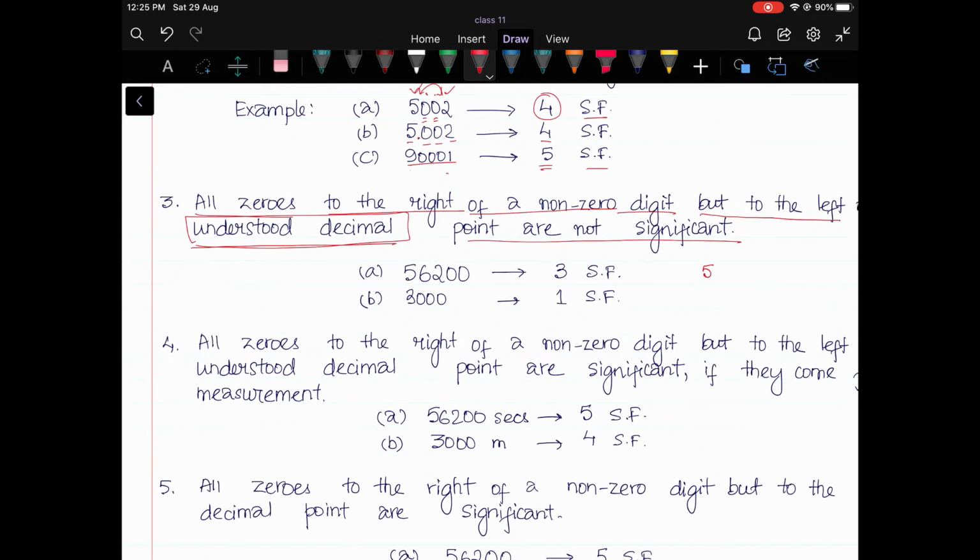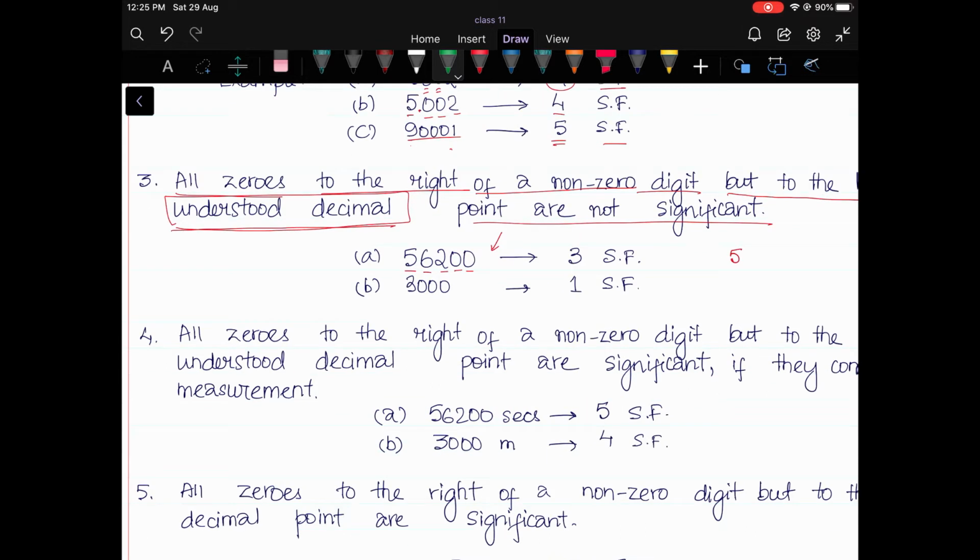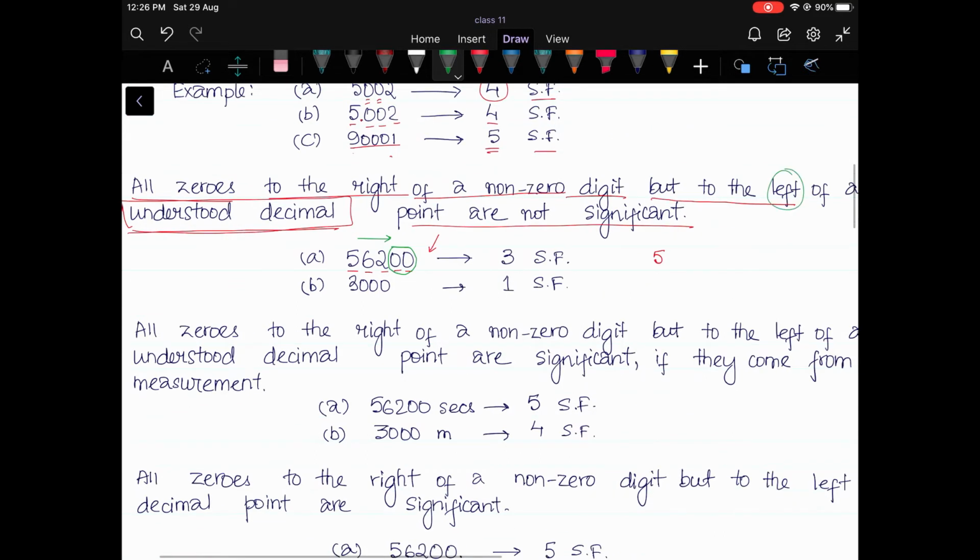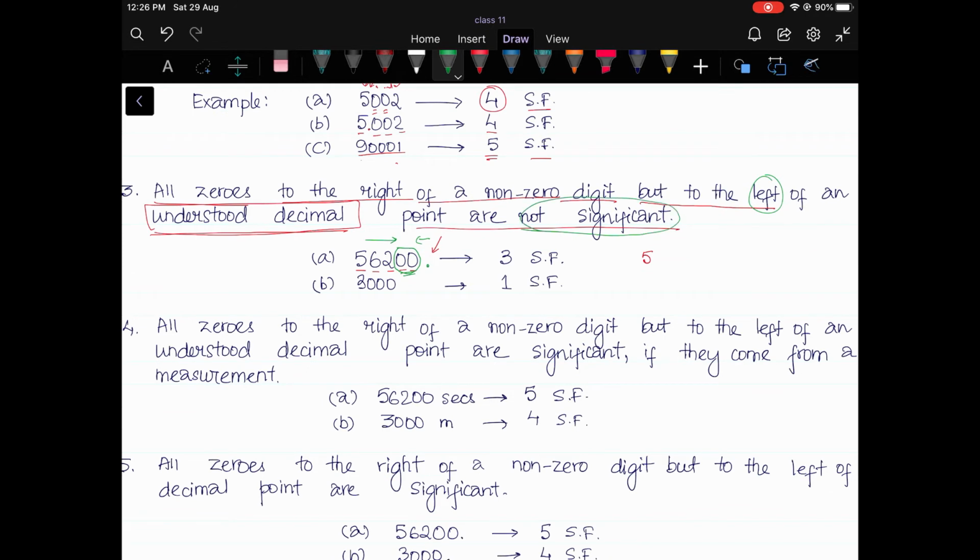For example, number A, 56200. The understood decimal will be somewhere here, which we have not written, of course, and you should not write it also. So we have 56200 and the rule says all the zeros that are present to the right of a non-zero digit but to the left of the understood decimal, that means these zeros, they are not significant.